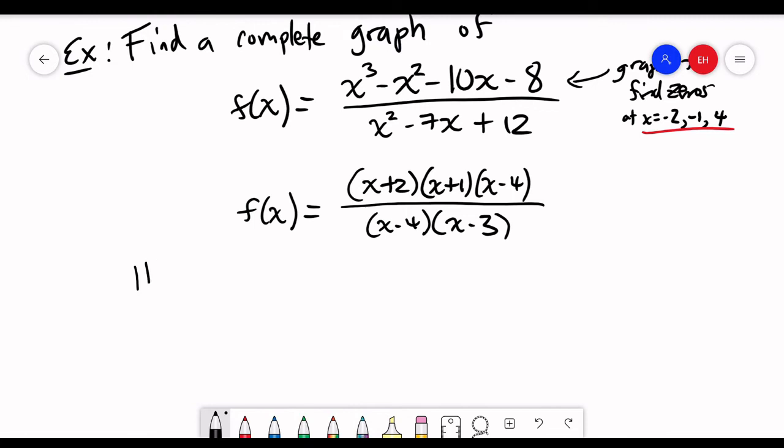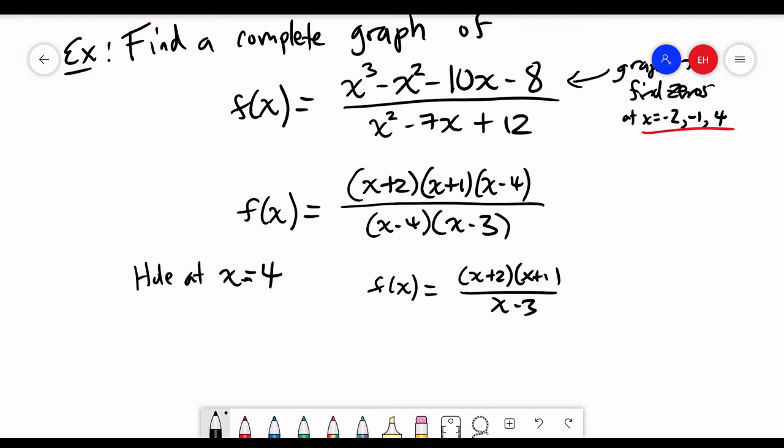So what do we want to find first? Well, let's look at where the function's undefined, so 0 is on the bottom. Well, we have a hole at x equal to 4, and I would ask you to pause and convince yourself of why that's true. Right, because we put 4 in for x, and we have 4 minus 4. So we have 0 on the bottom, but there's also that x minus 4 on top, so it'll cancel out.